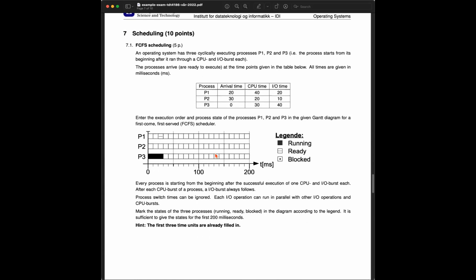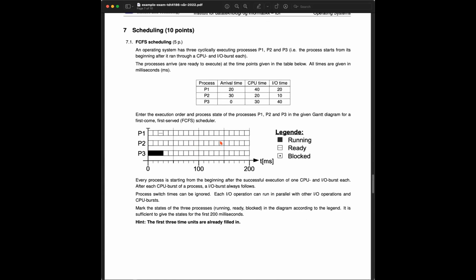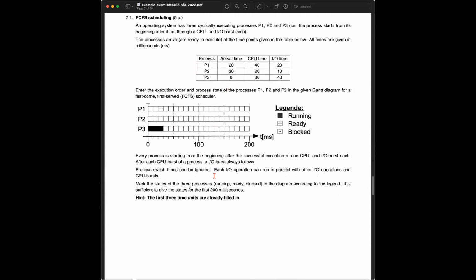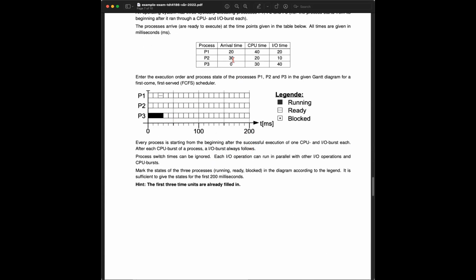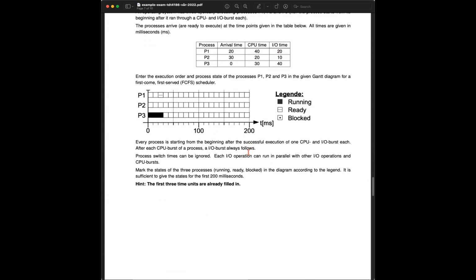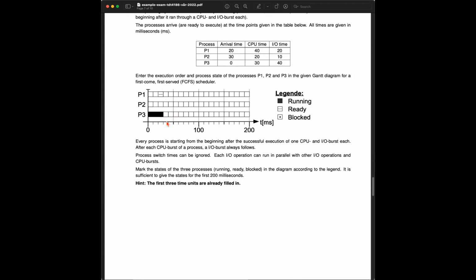Of course, then we have scheduling algorithms. So we've all seen Gantt diagrams here, and we have different processes. So you should be able to show which process runs, which process is busy, which process is ready over time, with given arrival times, CPU and IO times. And we usually give the first number of time steps already, so you have a head start.